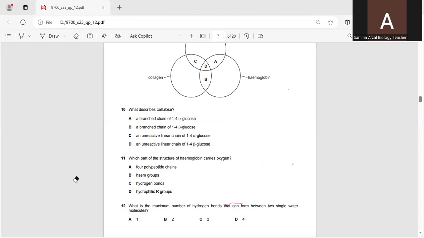A branched chain of 1,4-alpha glucose? It doesn't have a branched chain. A and B are wrong. An unreactive linear chain of 1,4-alpha glucose? No, it consists of 1,4-beta glucose. So D is the correct option in this case.